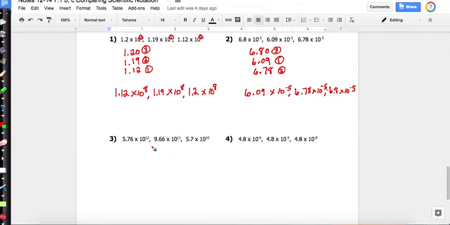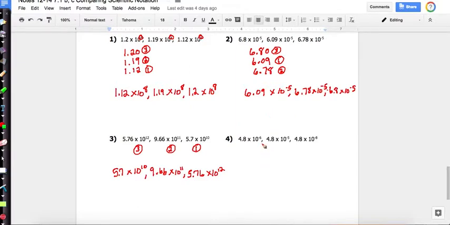Okay, look at example number 3. They are all different exponents, 12, 11, and 10. So which one is the smallest? Good, put a 1. Which one would come next? Good, 11, so put a 2. And last, put a 3. Okay, so we would go 5.7 times 10 to the 10th. 9.6600 times 10 to the 11th. And 5.7600 times 10 to the 12th.